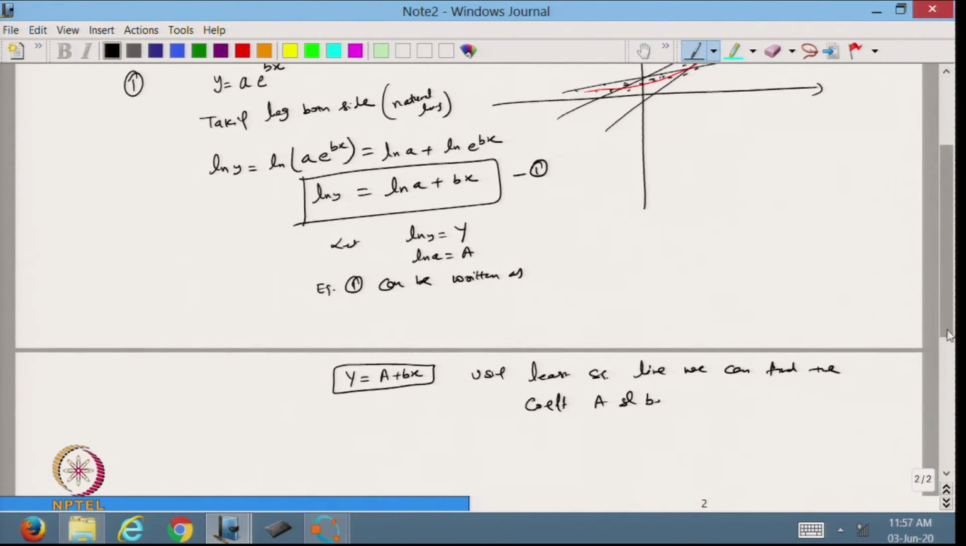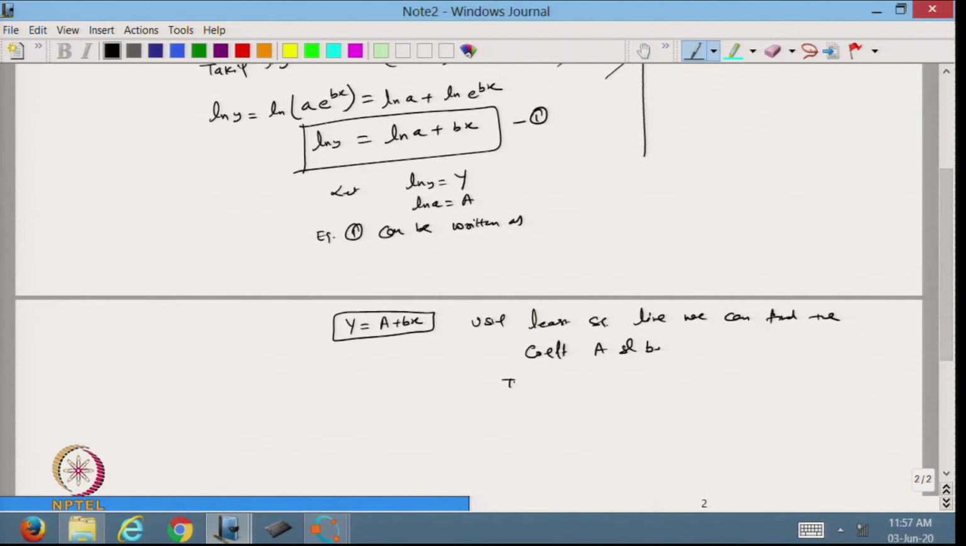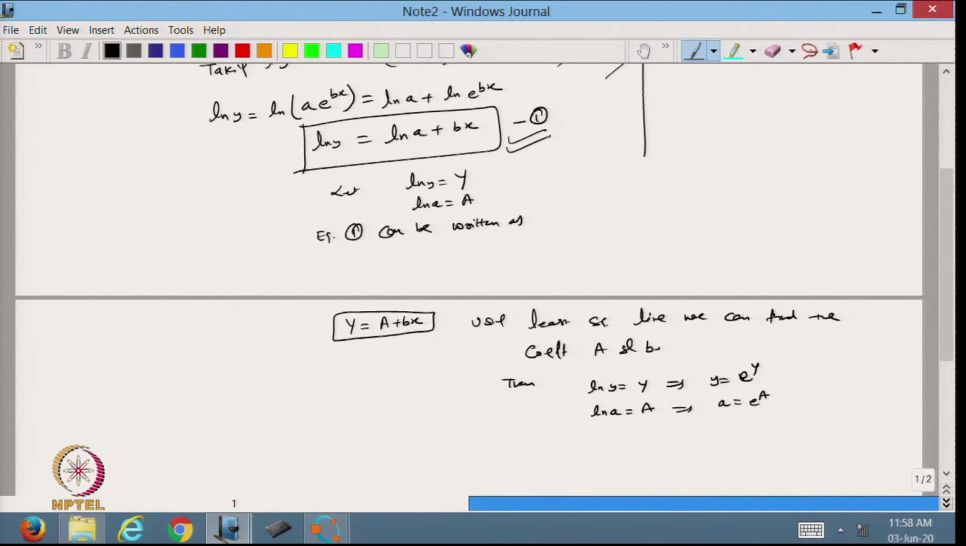Once I know this value, ln y will be capital Y. So from here I take e raised to power capital Y, and I can find my small y. Similarly, ln small a is equal to capital A, and from here I can find the value of a, which is e raised to power capital A. So once I get these values, that is my linear approximation.